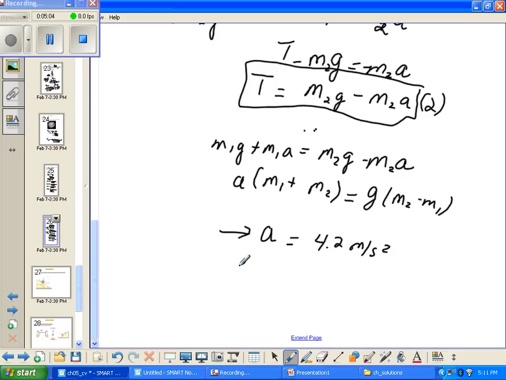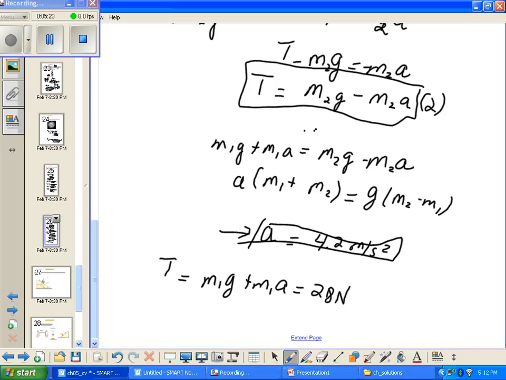Use one of the equations for T. Let's say T equals M1G plus M1A, and that gives us a value of 28 newtons. So, two equations, two unknowns, use substitution to eliminate one of the unknowns and solve for the other.